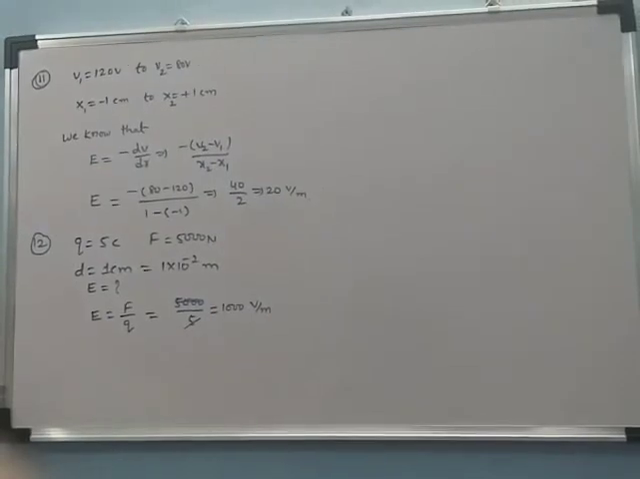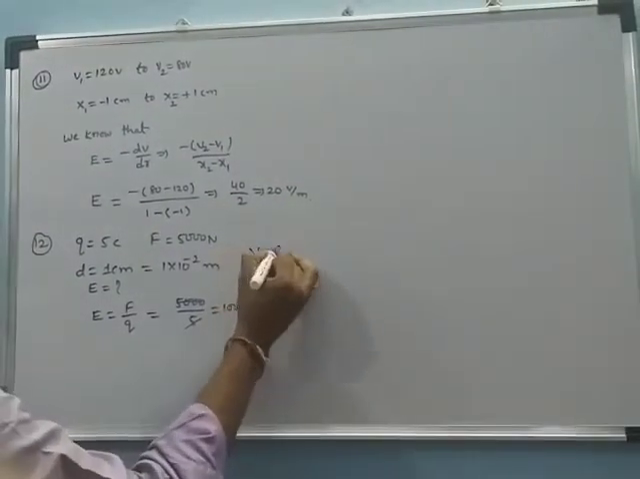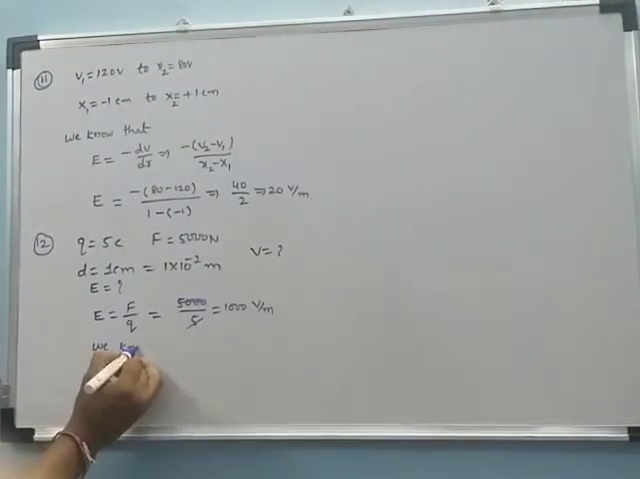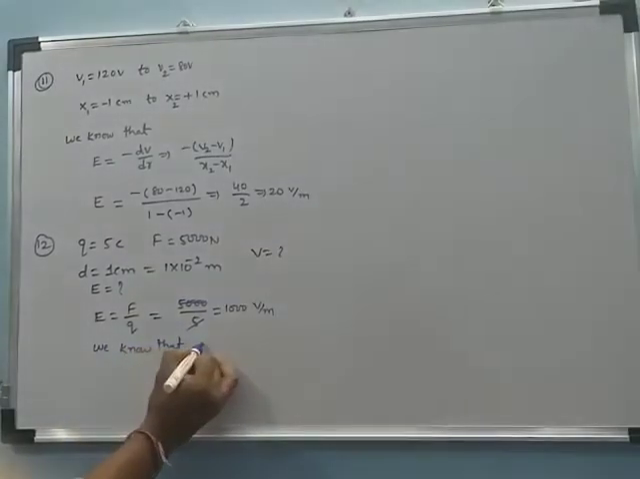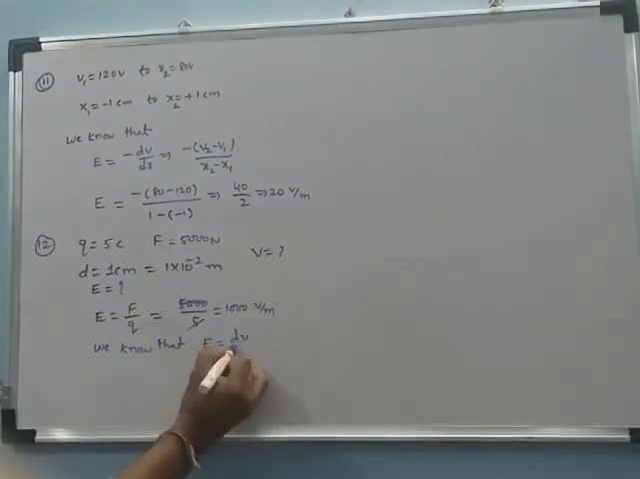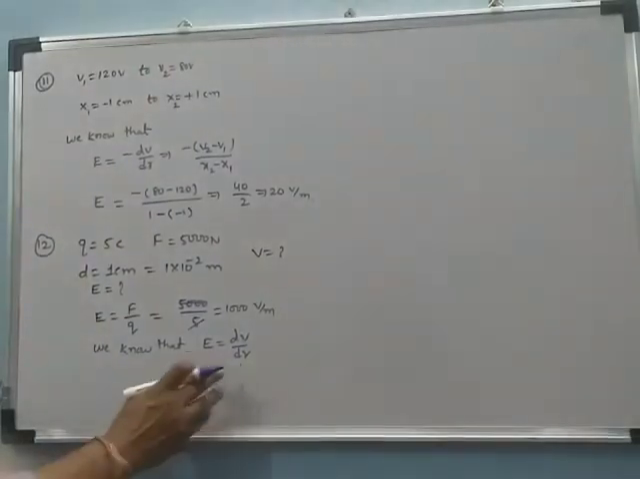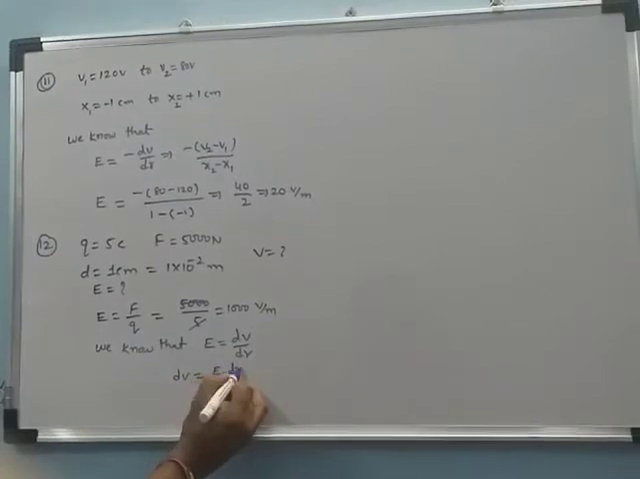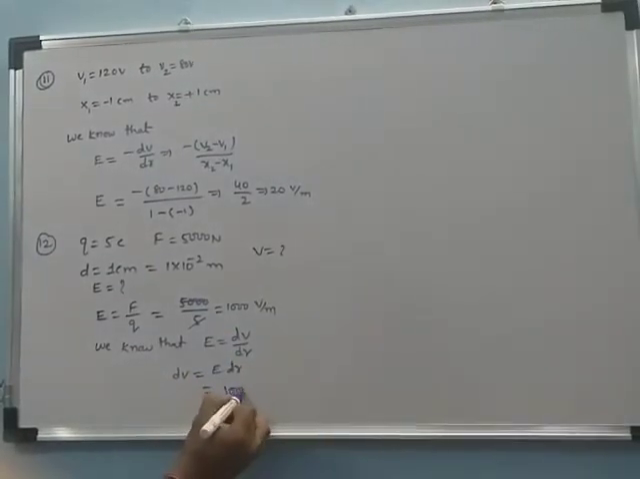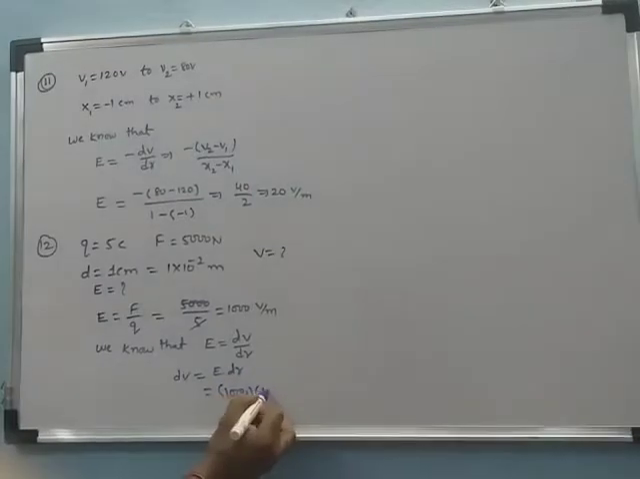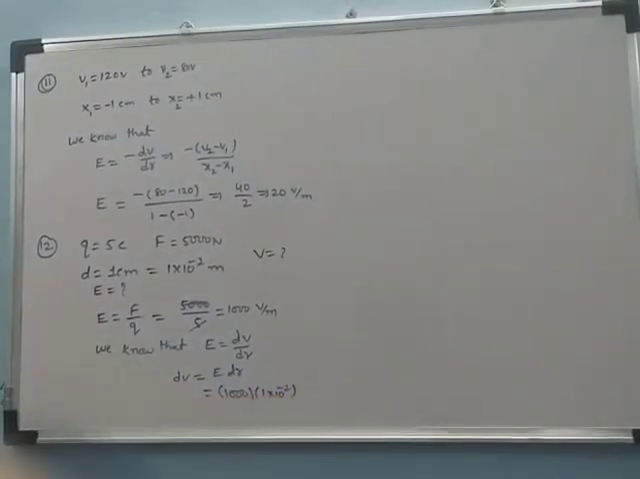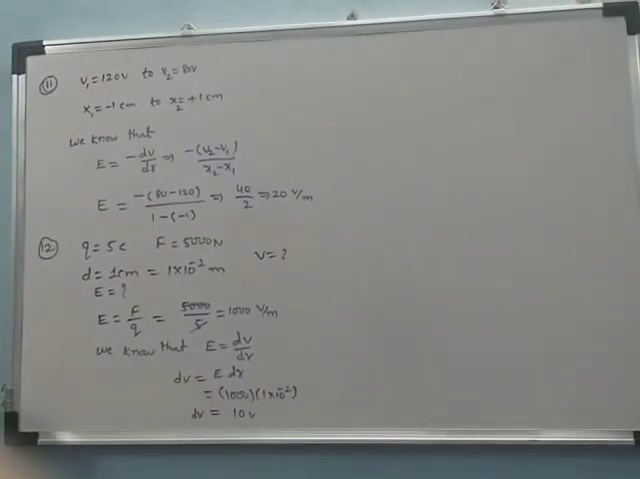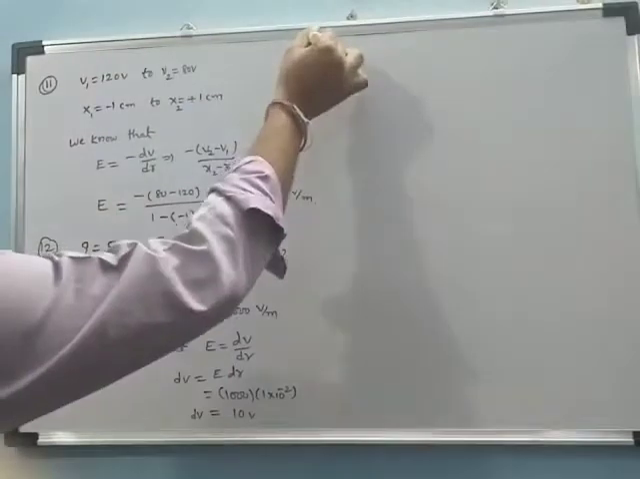Now we can find out the potential difference. We know the relation between the electric field and potential: E is equal to dV by dr, where dr is nothing but the distance. Then the potential dV is equal to E into dr. E, the electric field, is 1000, and the distance is 1 into 10 power of minus 2. The minus 2 and the 2 cancel, so this is 10 volts. That is the electric potential difference.